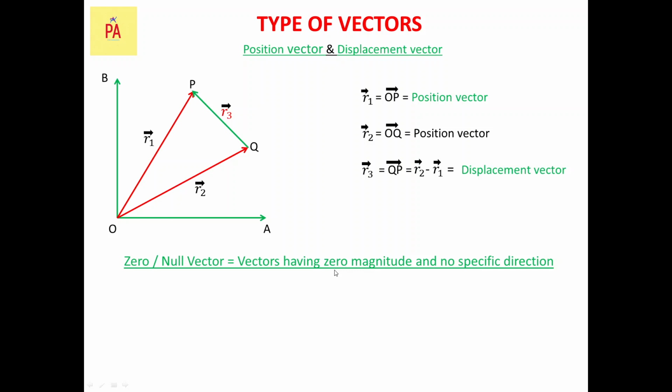Zero magnitude. That means you can consider a dot on a paper, or any dot in space. Obviously, since we can see it, it has near to zero or zero magnitude. That means it has zero magnitude, and no specific direction. That means where it can move, we don't know.